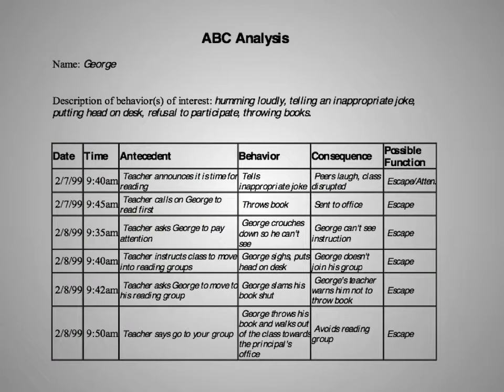This is the example for George. So after you create a list of behavior of interest, for example for George, including humming loudly, telling an inappropriate joke, and so on, whenever you see this type of behavior, you will record what happened before the behavior and what happened after the behavior, and you will identify possible functions for each instance. So you will record ABC and possible function too.